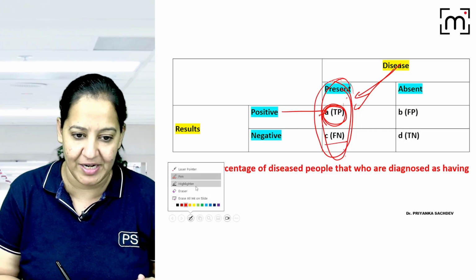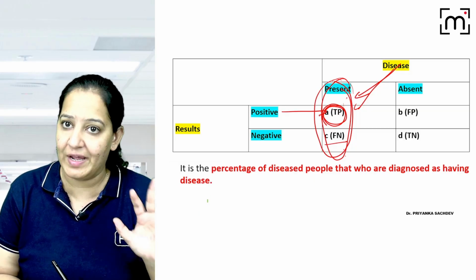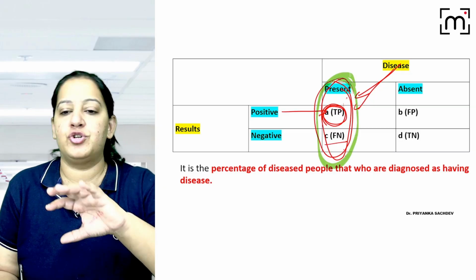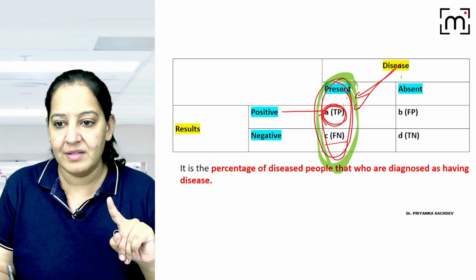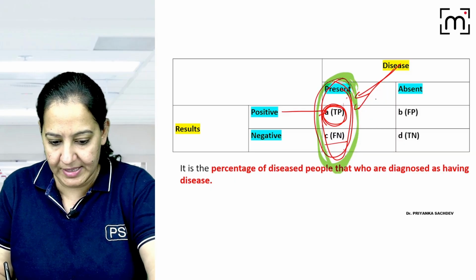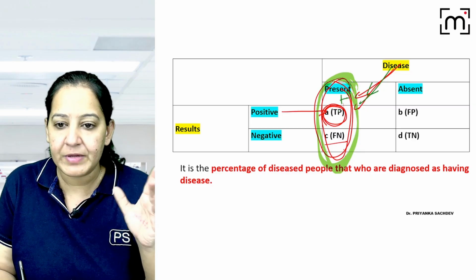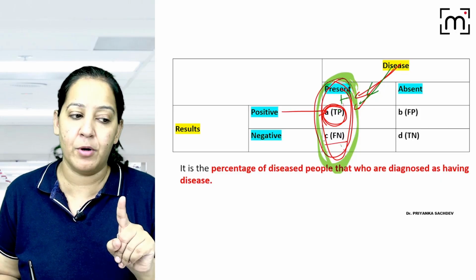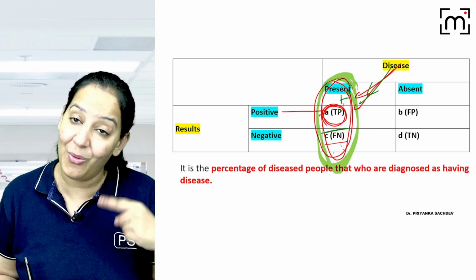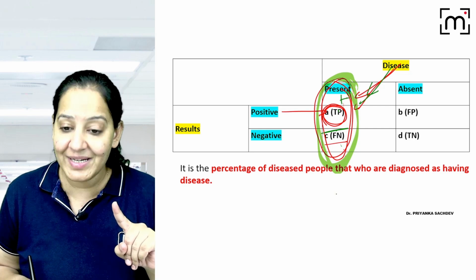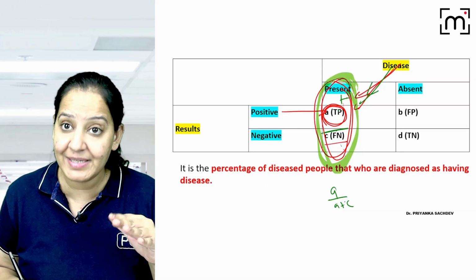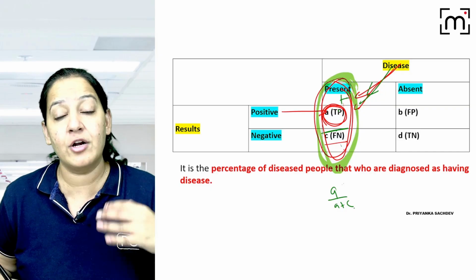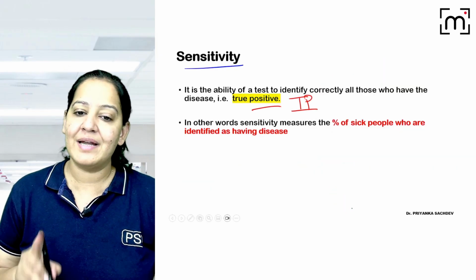Who are among all diseased? I repeat, please understand it carefully, slowly, carefully. Among all the diseased persons, ideally the test should say positive to all of them. In all of them you can see the disease is present. So A plus C, all of them are disease. So ideally the test should give positive result in all of them. But actually the test is giving positive result only in A, not in C. You got my point? So it's A upon A plus C. That is the ability of the test to detect the true positive among all diseased. Okay, so that is known as sensitivity.